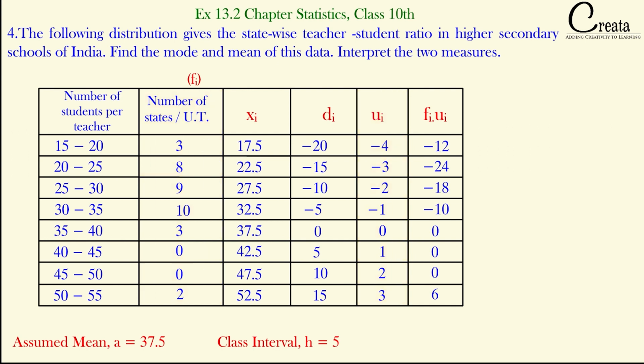Our next step, we will do the addition of all the values of fi into ui to get sigma fi into ui. Let's add all these values. We got the result as minus 58. Similarly, we will also add all the values of the frequency. Let's do so. We got sigma fi is equal to 35. Note that here all these values are the number of states and union territories. Adding all the states and union territories, we got the value as 35.